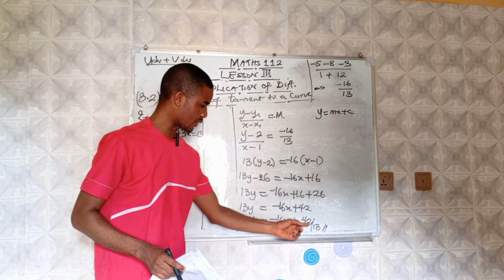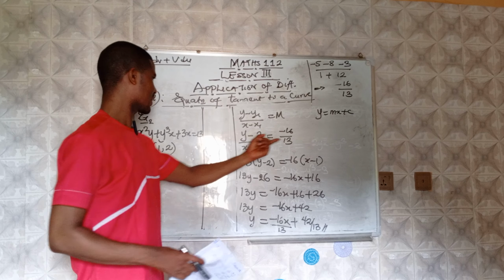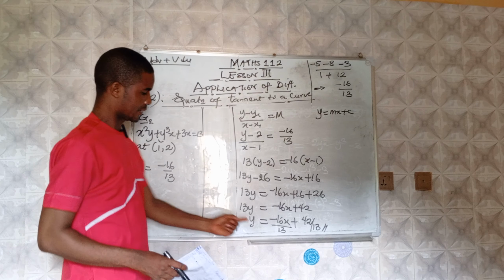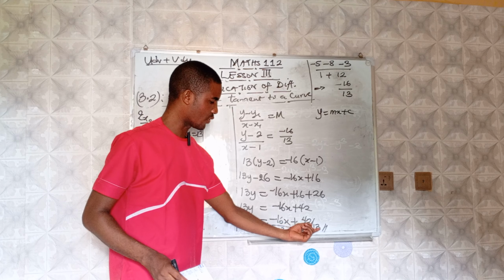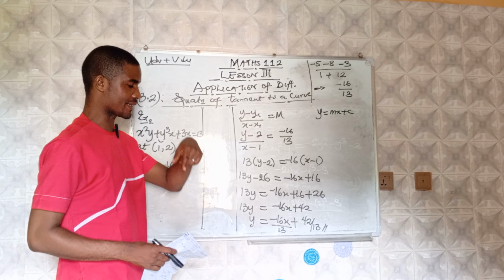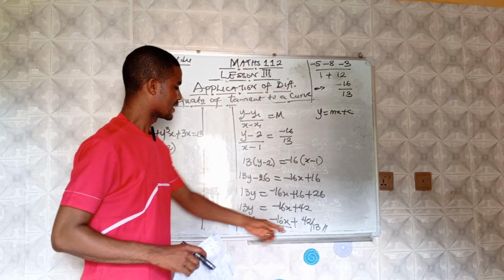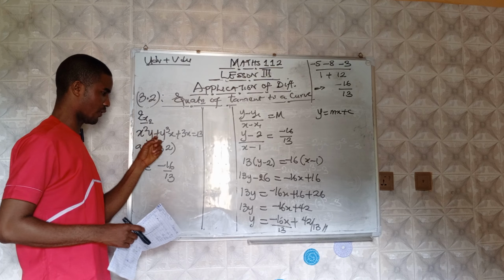y equals mx plus c. That means my slope is minus 16 over 13, which we have got here. Then this is the x coordinate. Then 42 over 13 becomes our what? Intercept. So this is the equation of the tangent to that curve.